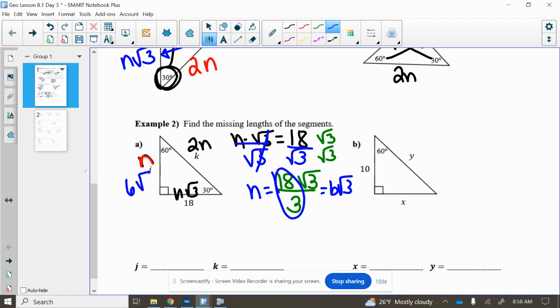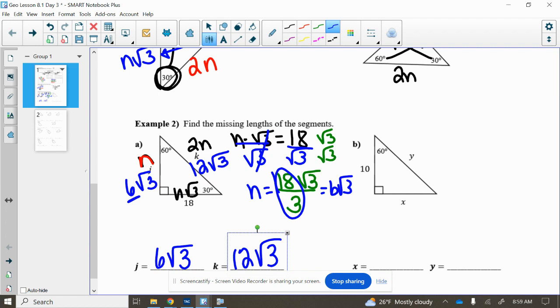So over here, we know this is 6 square root 3. And then we just need to double that n value to get our hypotenuse. So we double the value on the outside. So 12 square root 3 would then be our hypotenuse. So J is 6 square root 3, K is 12 square root 3.